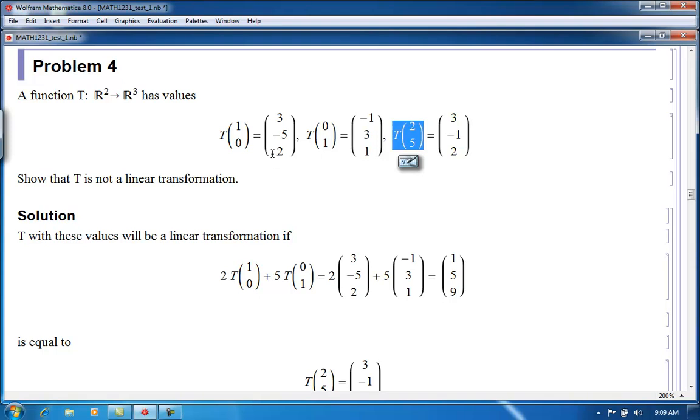Well, if it was a linear transformation, then T(2, 5) should be equal to 2 times T(1, 0) plus 5 times T(0, 1). And we can work that out. That's 2 times this guy here plus 5 times this guy here. And if we do the arithmetic, 2 times 3 is 6, minus 5 is 1, 2 times negative 5 is negative 10, plus 15 is 5, and 2 times 2 plus 5 is 9.